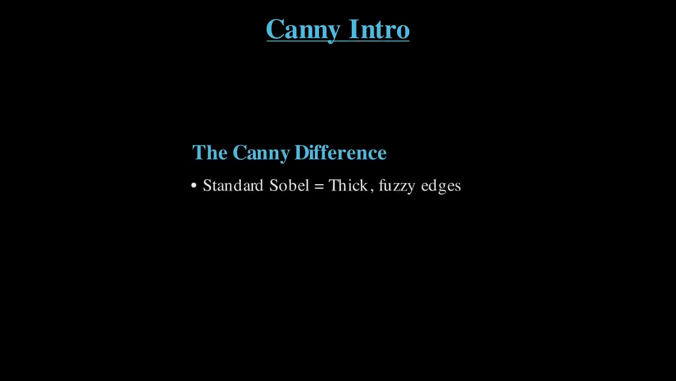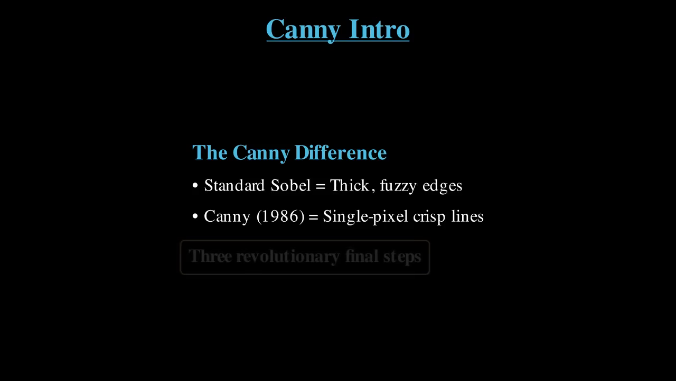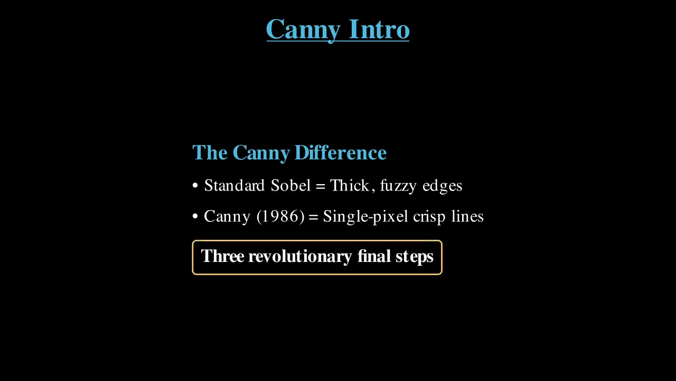Up to this point, we've essentially built a standard Sobel edge detector. The results are okay, but the edges produced are often thick and fuzzy. In 1986, computer scientist John Canny introduced 3 additional steps to transform these fuzzy boundaries into crisp, single-pixel-wide lines. Let's dive into these revolutionary steps that set Canny apart.